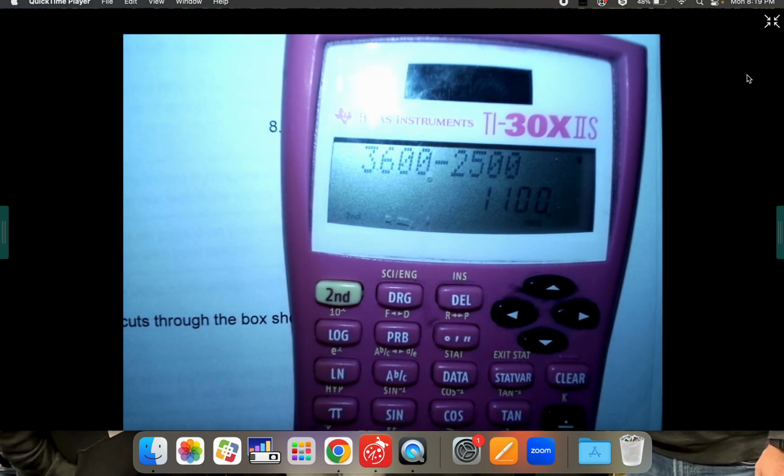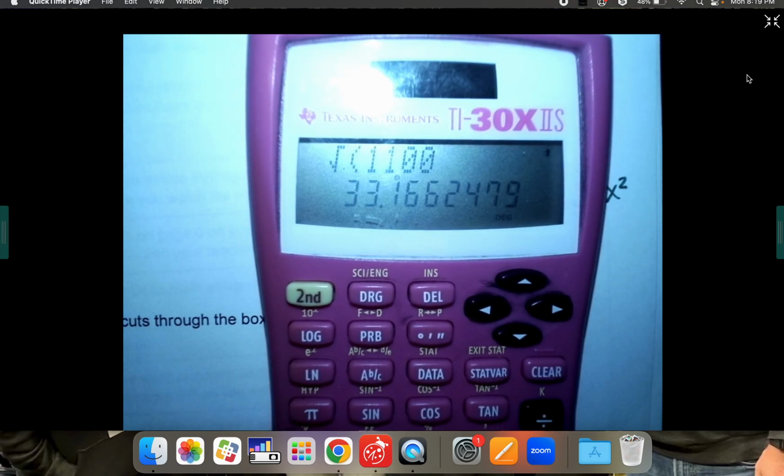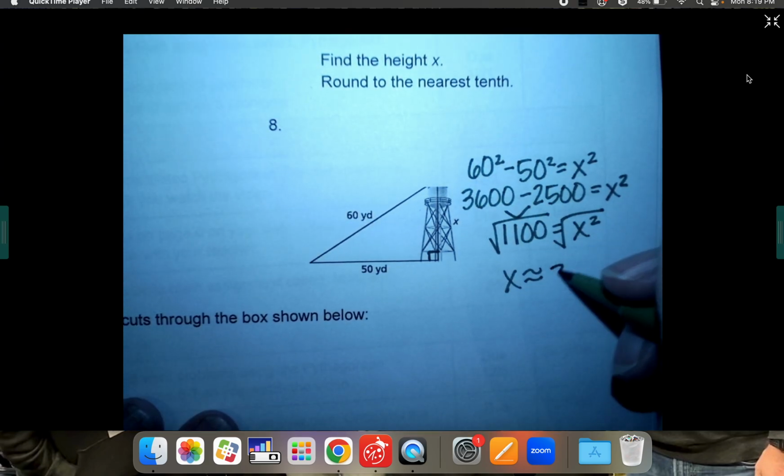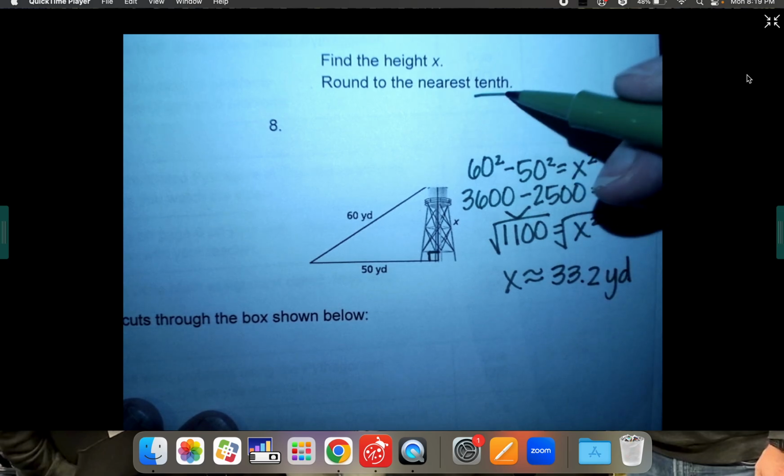The square root of 1,100 is 33 point, that one is going to be bumped up to a 2. So 33.2. And that's yards, and that's rounded to the nearest tenth.